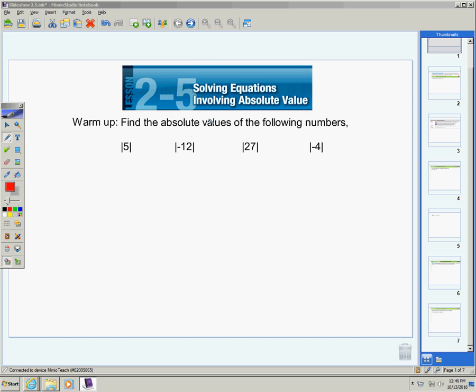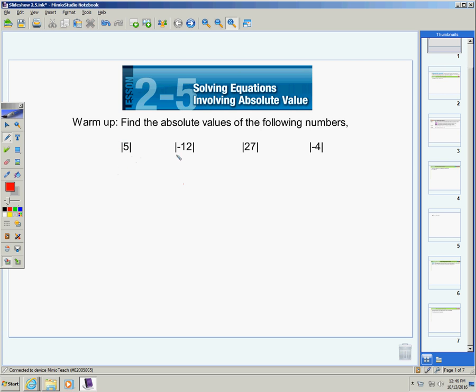going to be talking about solving equations involving absolute value. And for a warm-up, we're just going to review what absolute values are. Hopefully you know what these are, so go ahead, pause the video, do them quick. And if you are confused, I'm going to go through them.